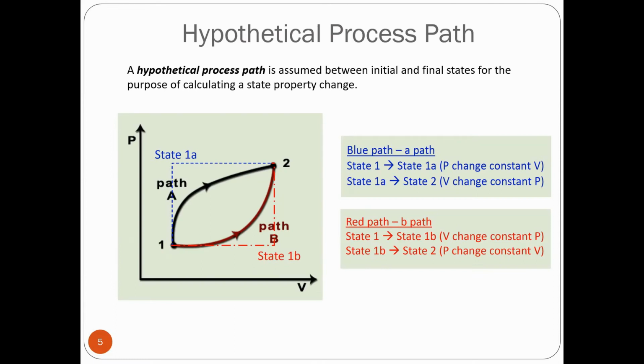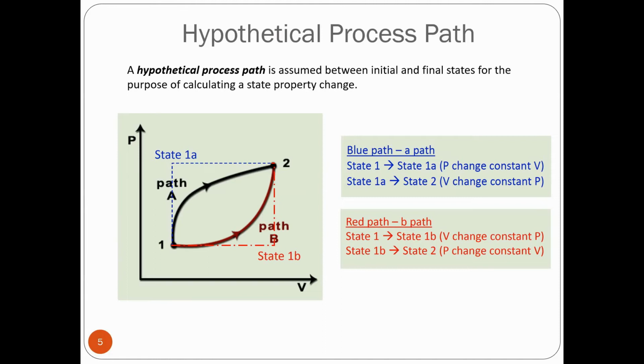A hypothetical process path is assumed between the initial and final state for the purpose of calculating state property changes. Here I have a simple example. We have a PV diagram, a pressure-volume diagram, where the process is from point 1 to point 2. Let's assume point 1 is our initial state and point 2 is our final state.